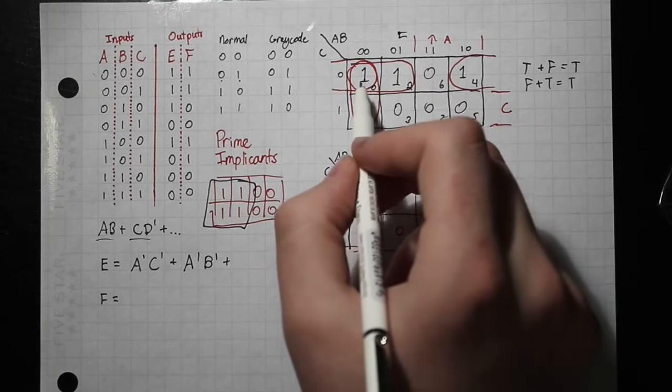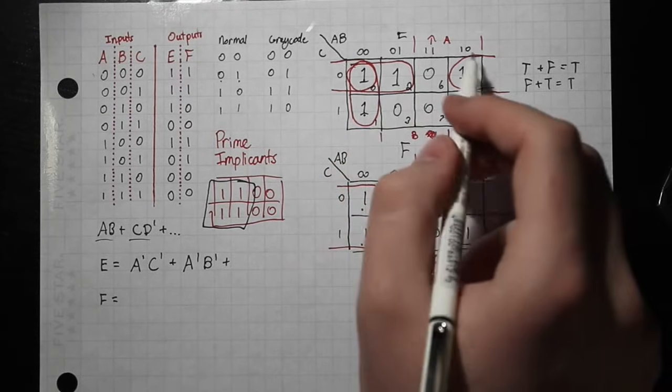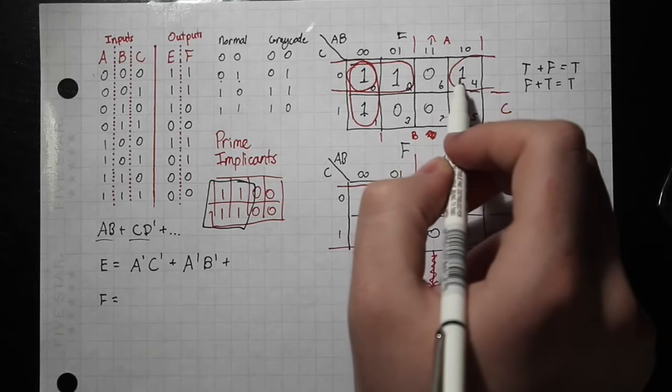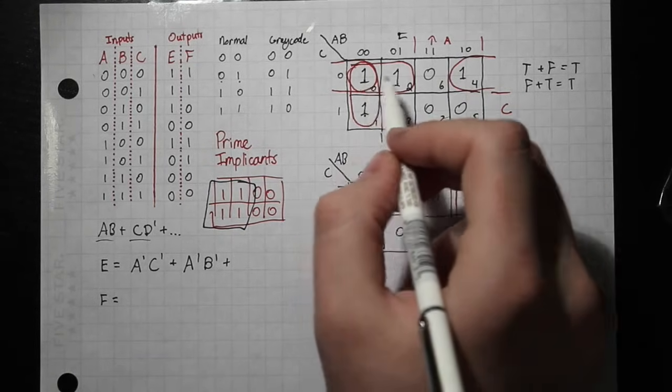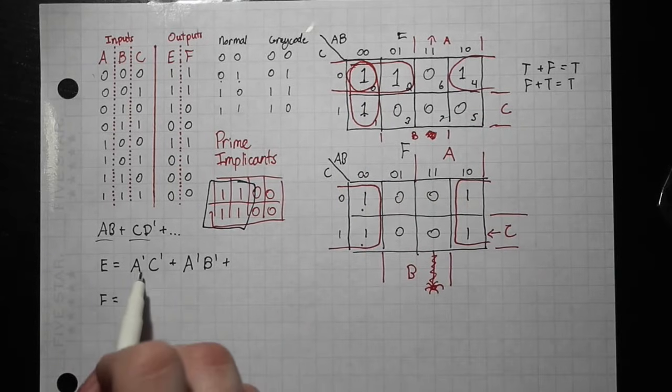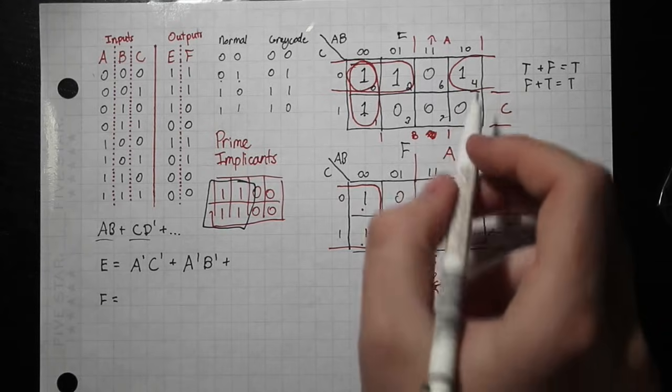And lastly, we have this implicant right here, which is this one and this one. So the way that we determine that is we look at A, and we see that this one is within the region where A is asserted, and this one is outside the region, so we're going to leave A out, just like we left out B, and just like we left out C here. So we're going to leave out A.